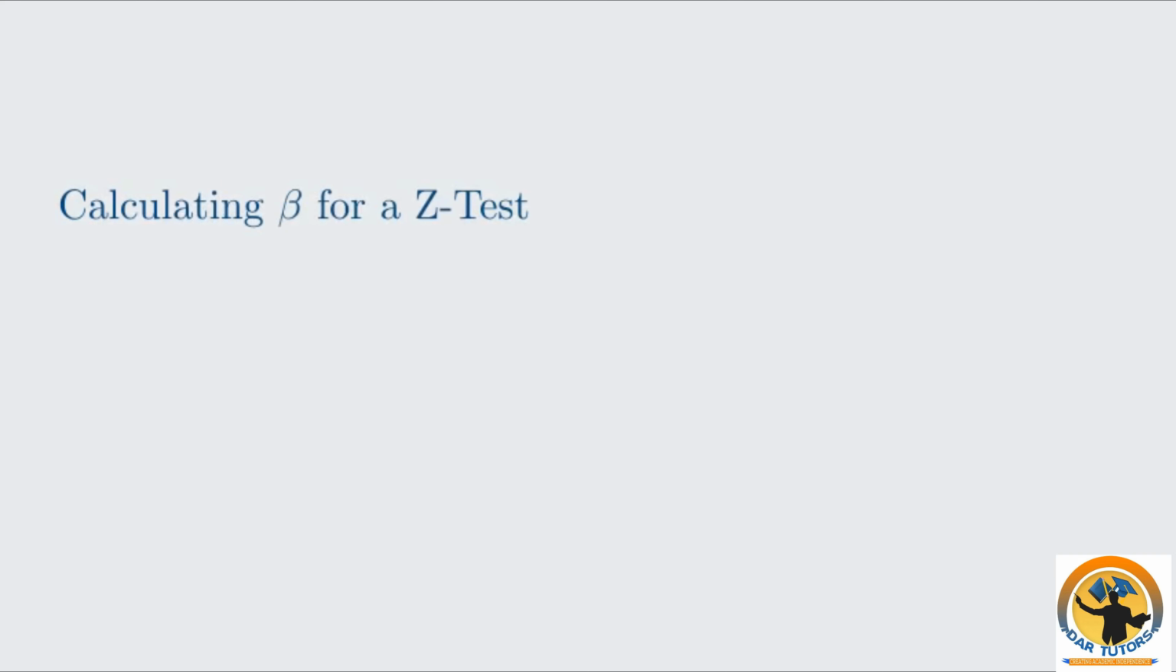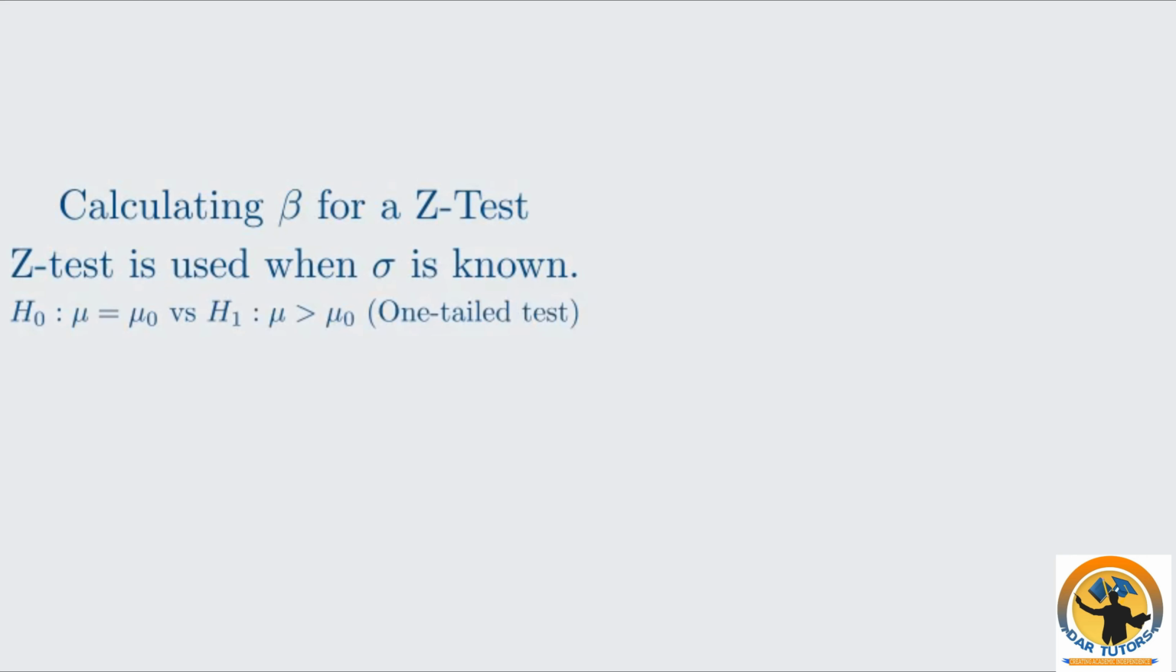Let's put this into practice with a z-test for a population mean. Remember, a z-test is used when the population standard deviation, sigma, is known. Suppose we want to test H0: mu equals mu naught against the one-tailed alternative H1: mu is greater than mu naught, using a significance level of alpha.